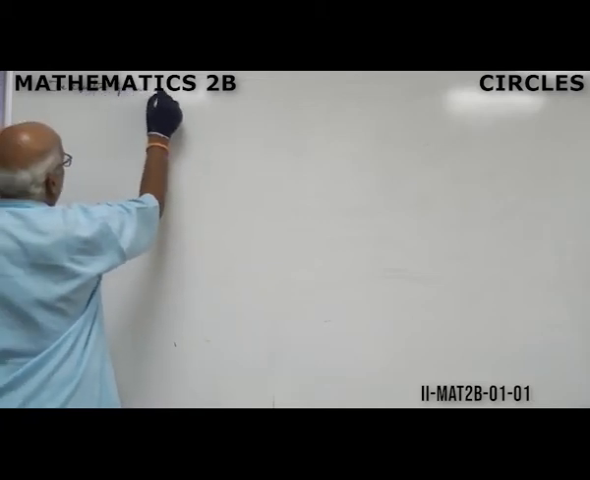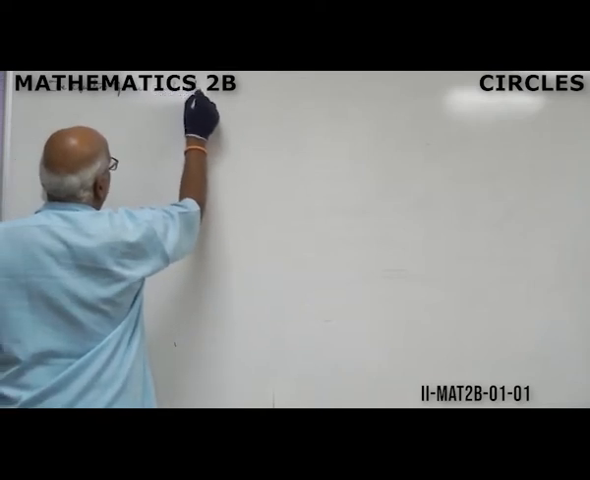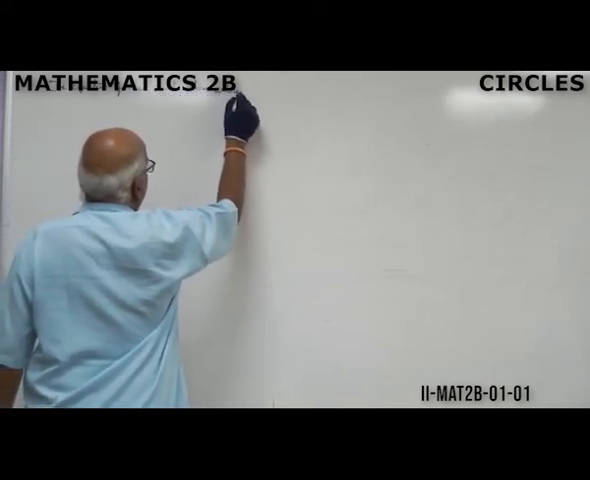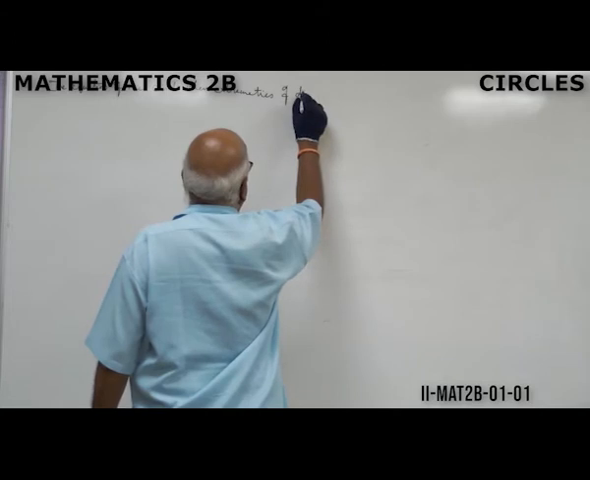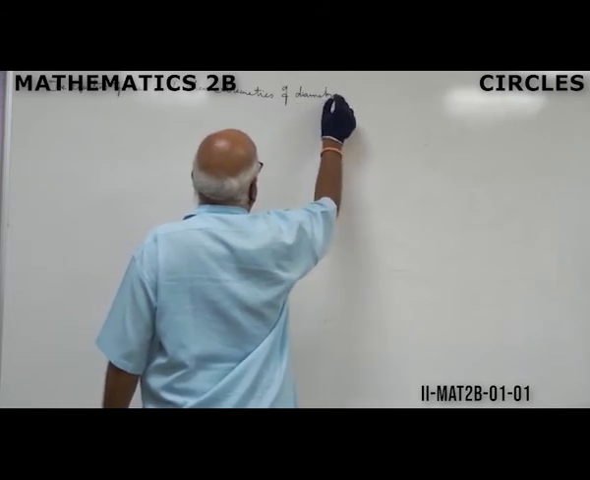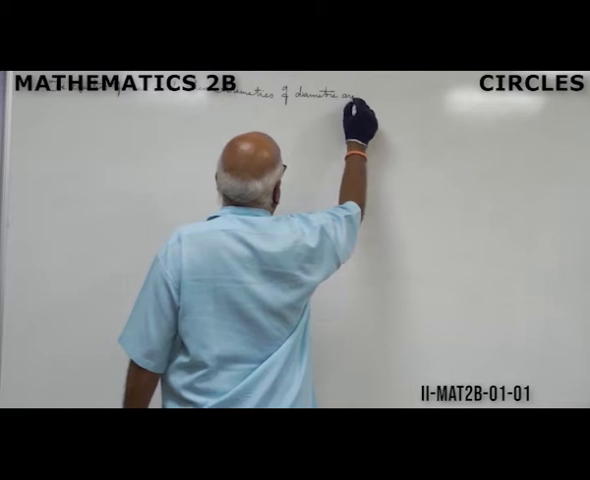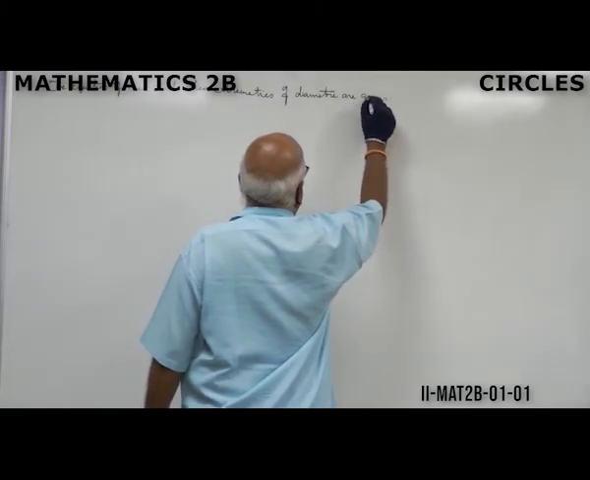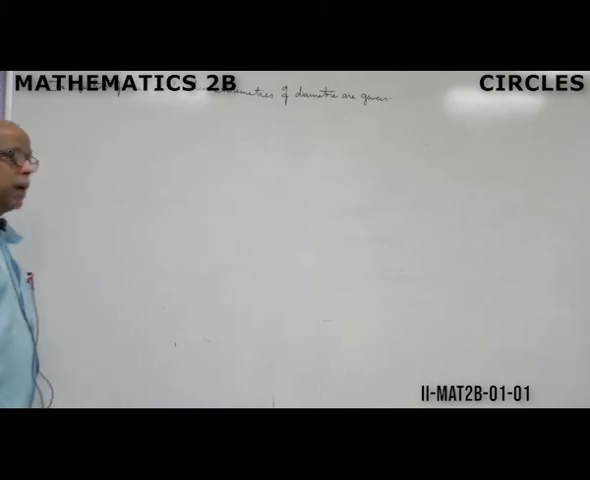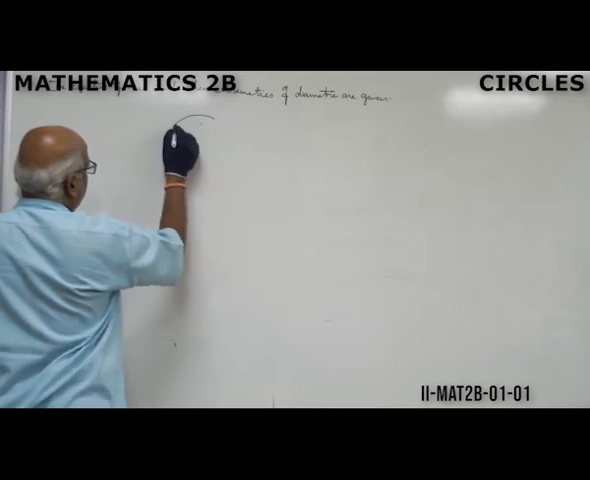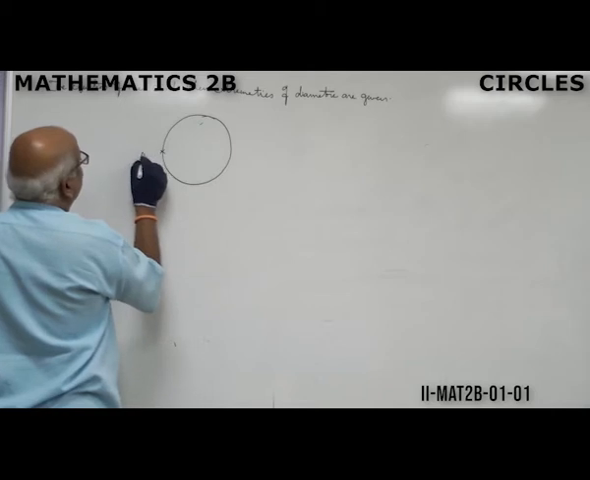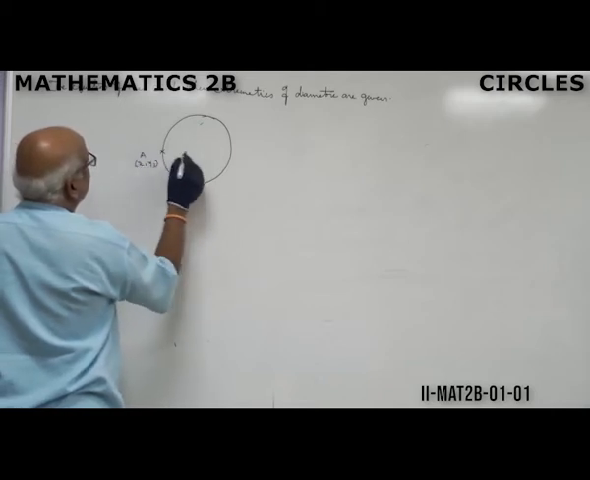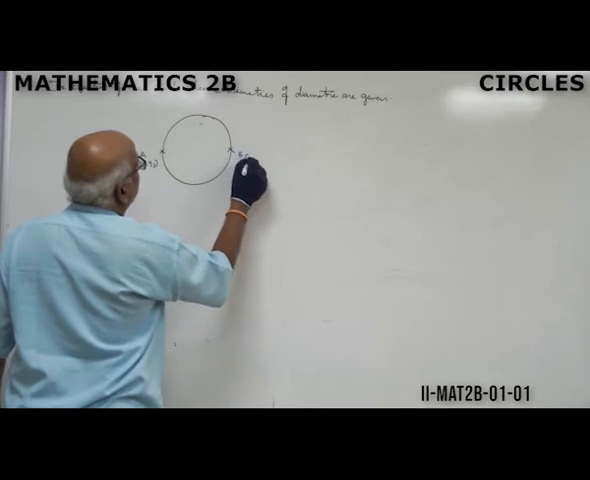Equation of the circle when extremities of diameter are given. What does it mean? Suppose this is a circle here, with A (x1, y1) and B (x2, y2).